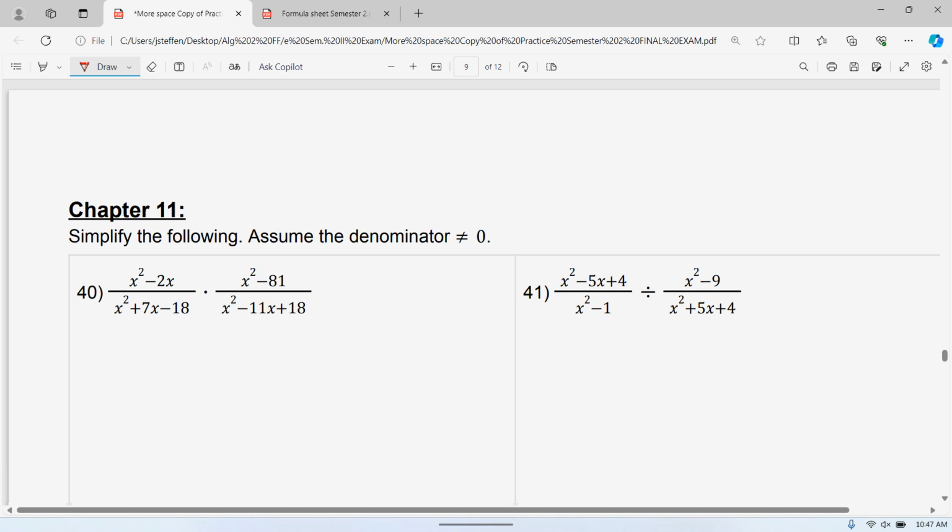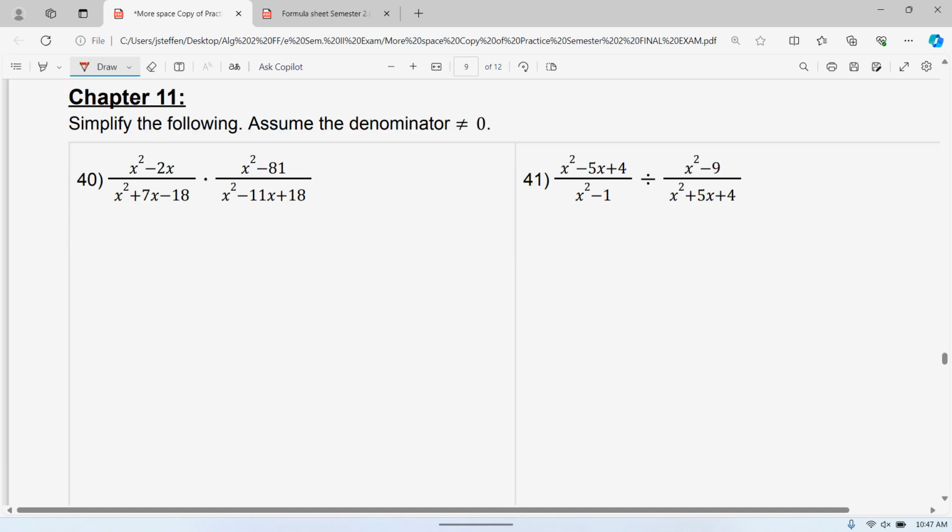Chapter 11 is rational fractions with a lot of factoring. We're multiplying, dividing, adding, subtracting, all that noise. So when you were multiplying, the first thing you do is factor everything you can. So if you factor out this numerator, we have x times x minus 2.